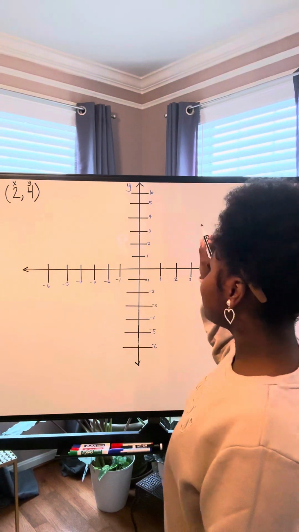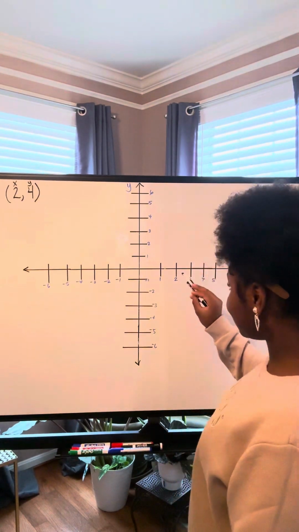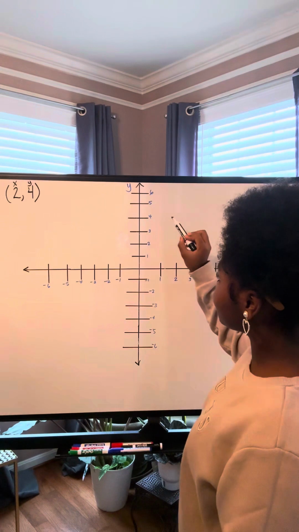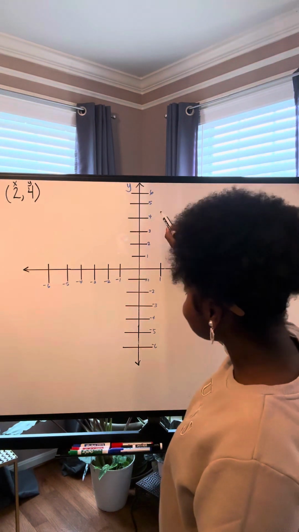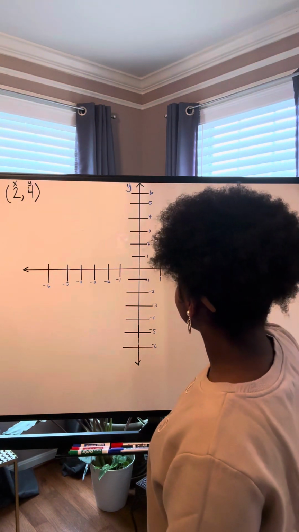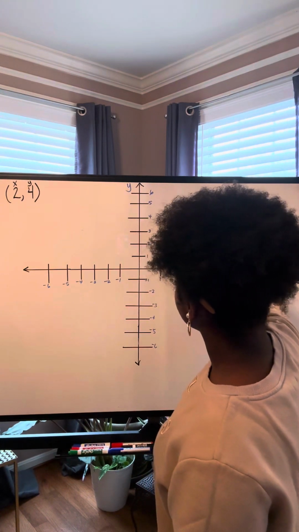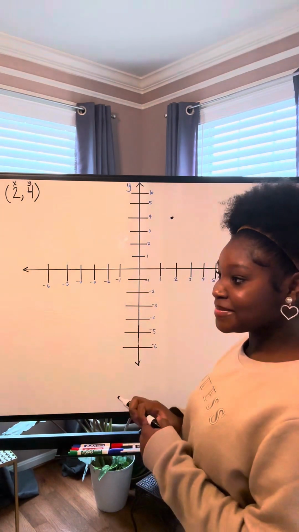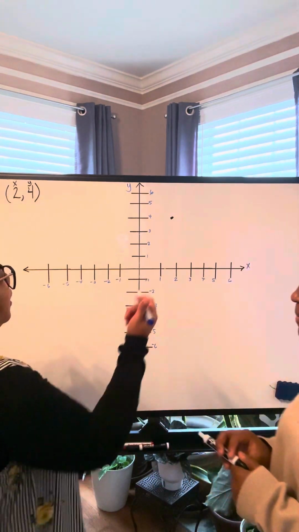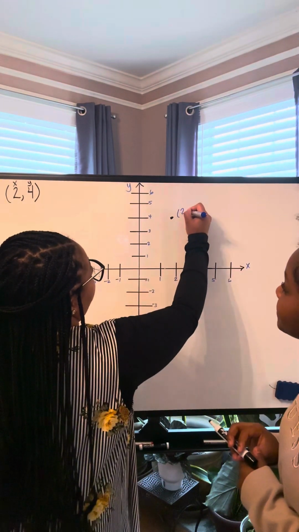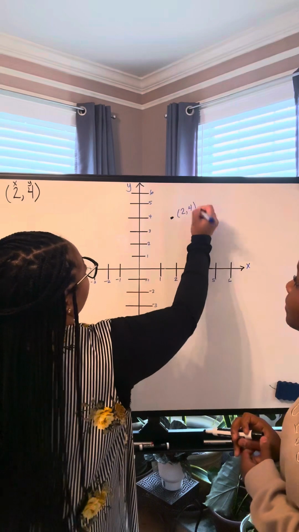Okay, so right here is our x-axis and it's 2. So we're going to go right here to y, which is our 4. Wait, this is go right here? Mm-hmm. Yeah. Good. Now, we're going to label this point as, this is our point, 2, 4.